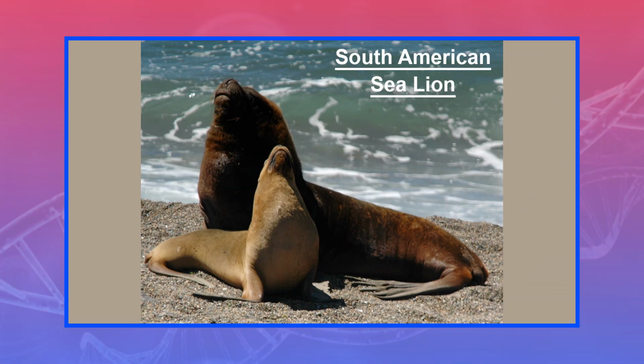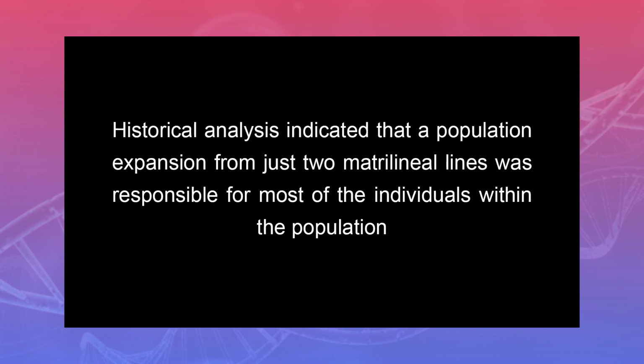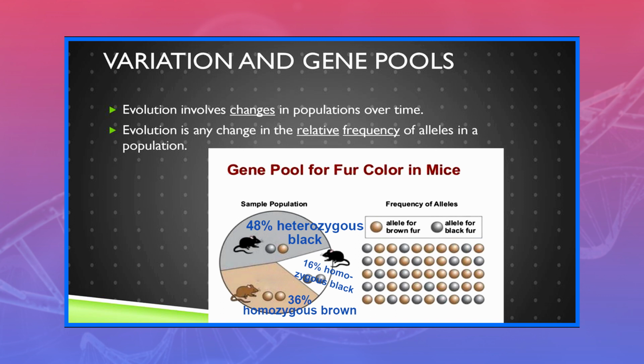Although there are several examples of inbreeding populations of wild animals, the negative consequences of this inbreeding are poorly documented. In the South American sea lion, there was concern that recent population crashes would reduce genetic diversity. Historical analysis indicated that a population expansion from just two matrilineal lines was responsible for most of the individuals within the population. Even so, the diversity within the lines allowed great variation in the gene pool that may help to protect the South American sea lion from extinction.